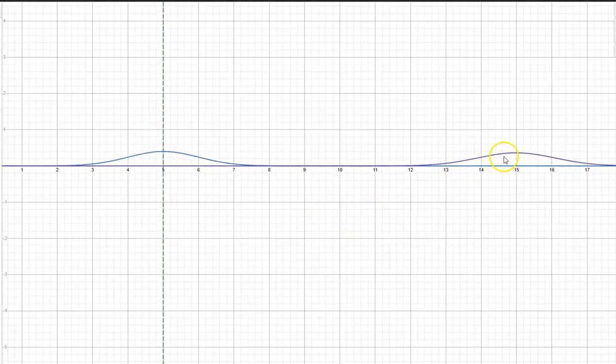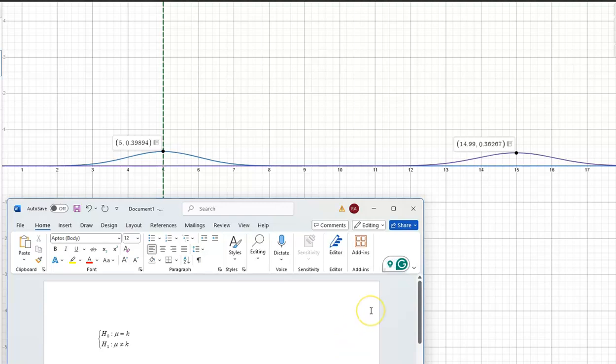So in this case, the mean of the sample is actually near 15, and the mean of the population is 5. If you were to test it, in that case, you would say, no, it's not likely that the sample in this case comes from a population that has a specific value of 5.